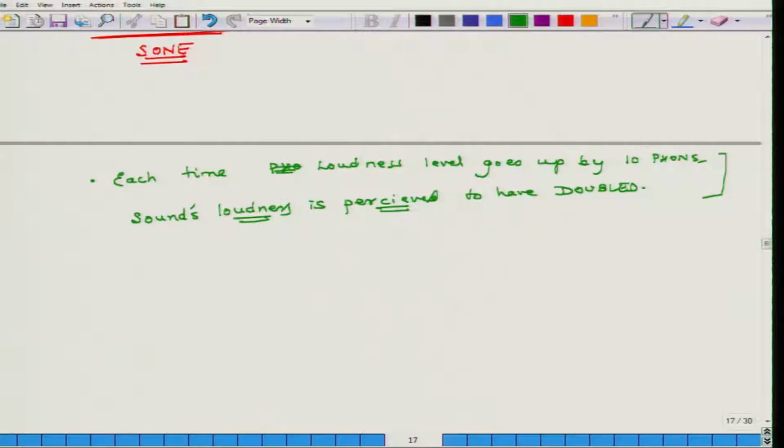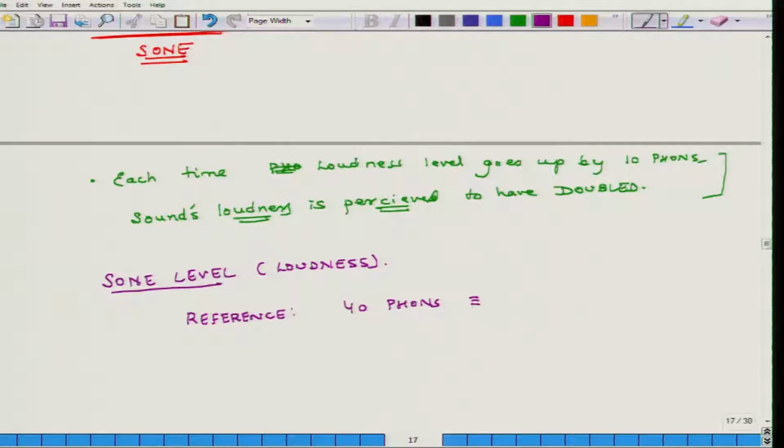So with that understanding based on perception, people have crafted a sone level, and this measures the loudness, and here you can compare. Our reference sone level is 40 fons, which corresponds to 1 sone. Then 50 fons corresponds to 2 sones.